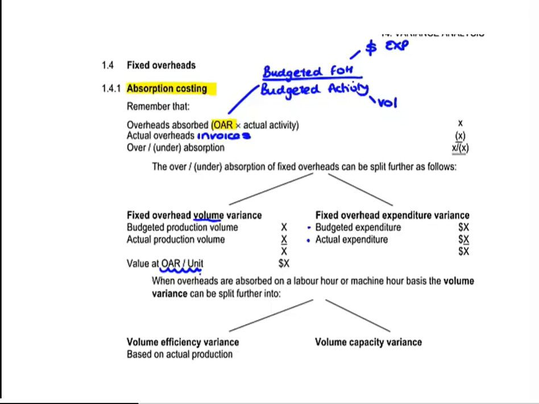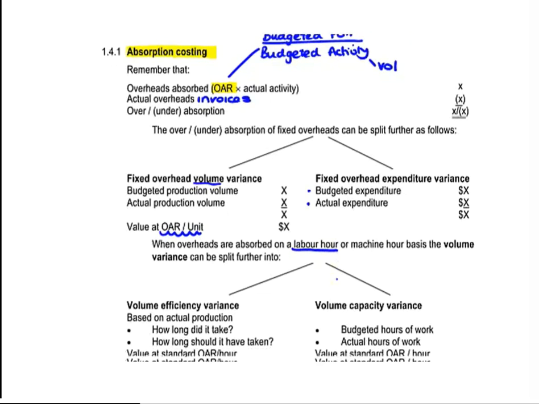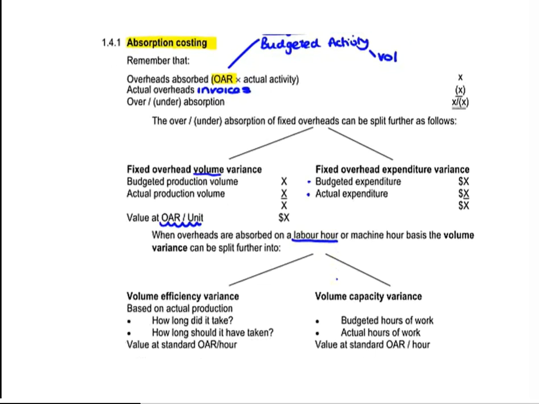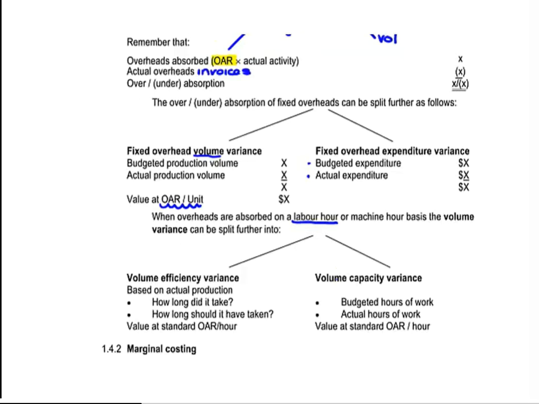Now, if the fixed overheads are absorbed on a labour hours basis or a machine hours basis, but really in your exam it would just be labour hours, we can split this volume variance into two further variances. So they're not new variances, they're just a further breakdown. So instead of the volume variance, we could have the efficiency and capacity variances. The efficiency variance is based upon labour efficiency.